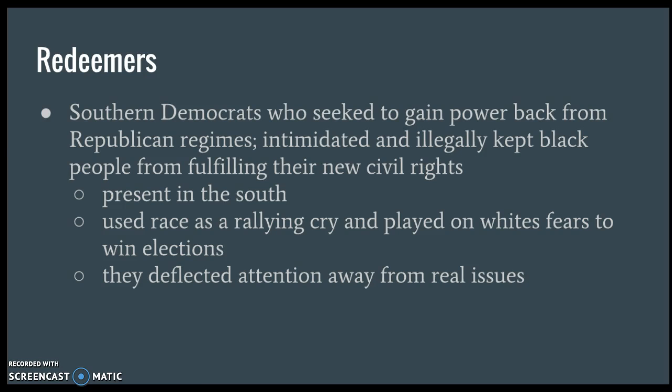The group in the South which was causing drama were called the Redeemers. Redeemers were Southern Democrats who wanted to gain power back from Republican regimes. They used illegal tactics to intimidate blacks and keep them from fulfilling their civil rights. They used race as a rallying cry, and they used the fear of colored people in gaining momentum and getting their agenda accomplished because of this. They did not solve issues which needed to be solved. They deflected attention away from what really mattered.